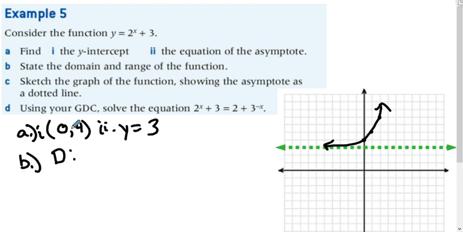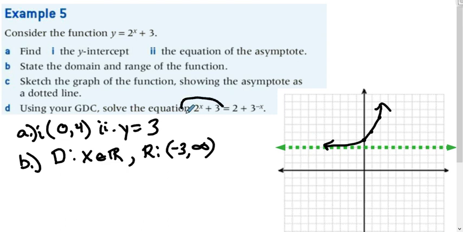Domain, all real numbers. X is an element of the reals. And then my range, it has to be from here up. Therefore, it starts but excludes 3 and goes up to infinity. I sketched the graph already. And then what you can do is you can use your calculator to figure out where this graph here intersects with this. So go ahead and put that into your graphing calculator and do an intersection.